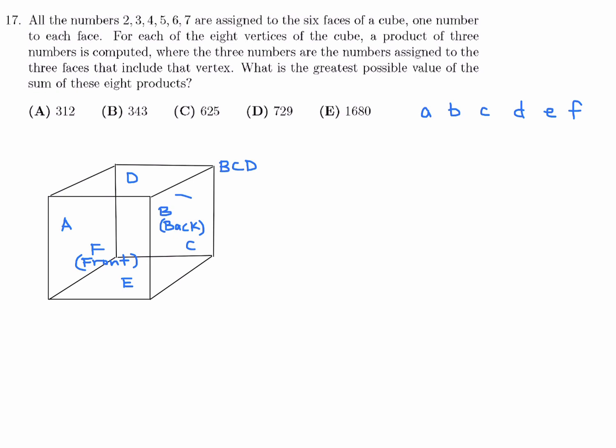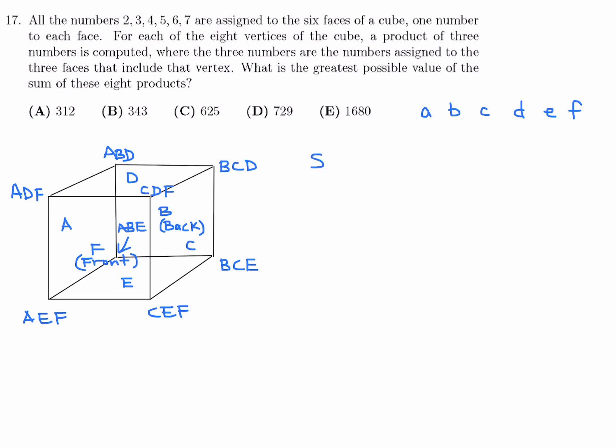Because it includes the back, it includes the top, and it includes the side, that vertex. All right, so similarly, this is BCE, this is CEF. This vertex, the product would be AEF. This guy, ADF, ABD, and this one in here, what is it going to be? ABE, I believe. Yeah, ABE. And finally, the top one, this one, CDF. Okay, hopefully that isn't too messy.